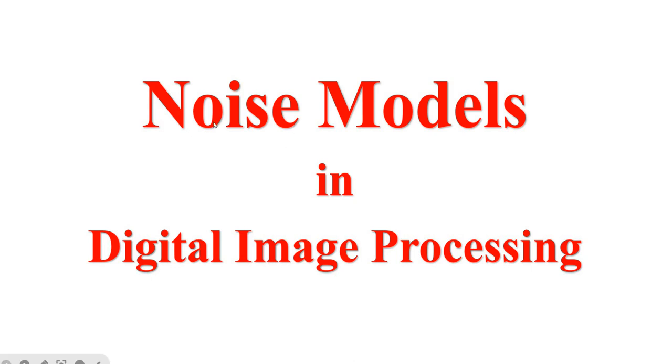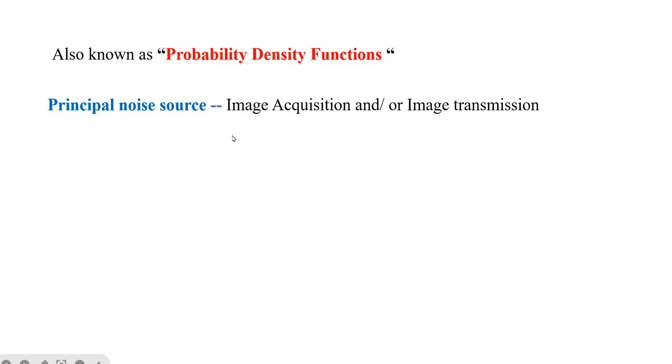Hello everyone. In today's video, we will see what are the different types of noise models used in digital image processing. The noise models are also known as the noise probability density functions, and the principal source of noise in digital images arises during image acquisition and/or image transmission, or just only during the image acquisition or during the image transmission.